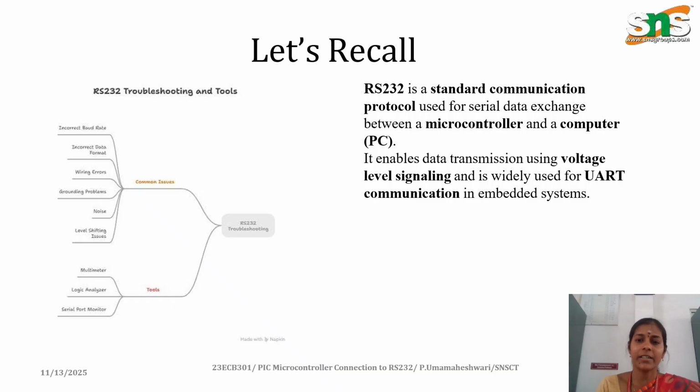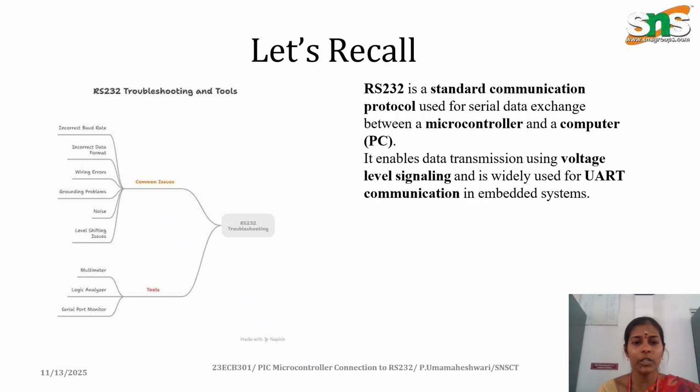It also enables data transmission using voltage level signaling, and it is widely used as UART communication, that is, universal asynchronous communication in embedded systems. To connect a PIC microcontroller to a PC using RS-232, you need a voltage level converter like the MAX 232 IC between the PC and the microcontroller. RS-232 uses different voltage levels, in the range of plus or minus 3 volt to plus or minus 15 volt.